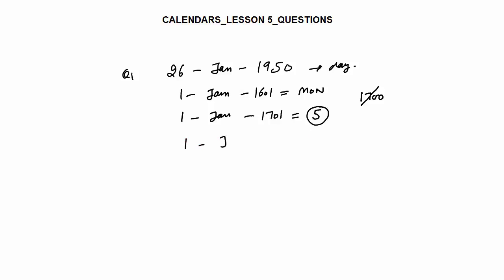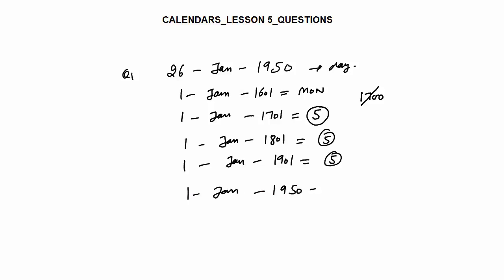Again, this is the 1st January 1801. In the same way, this has 5 more odd days. And then from 1st January we will move to 1901, that is 5 more odd days. Now we will move to 1st January 1950. From 1901 to 1950, how many years? We have exact 49 years in between.